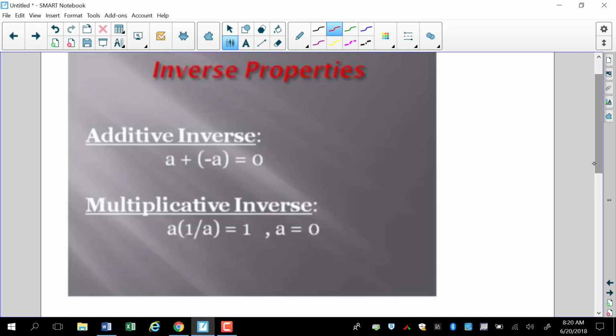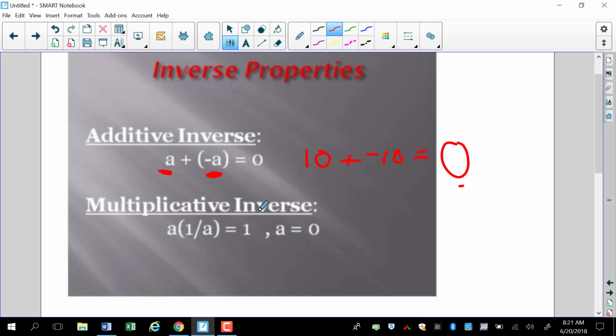Inverse property. What is an additive inverse? The number plus its opposite. So when we talk about additive inverse, we have opposites of numbers. So the opposite of, say, 10 is negative 10. And when we add them, they cancel each other out to get 0. Kind of looks like a smiley face there. But it gives you 0. So if you take a number, add its opposite, you will get 0.